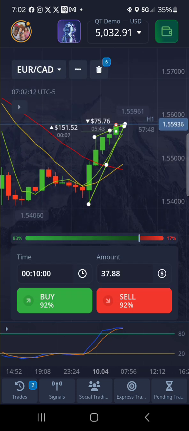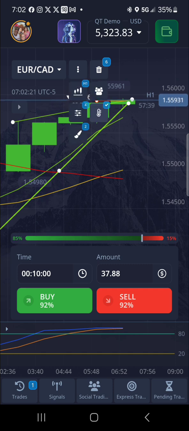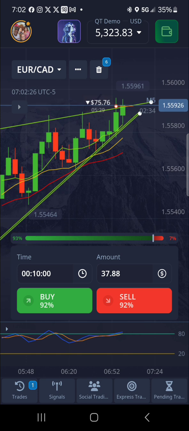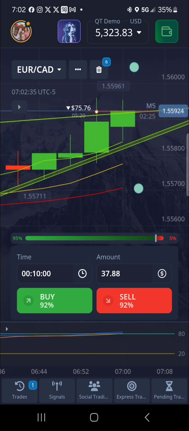All right, we have 8 seconds left, and we are winning that one. It looks like it. So we won that one. Let's go back to the 5-minute candle and see how this one's looking for us. Okay, so it's narrowing down. It's narrowing down. So we have 5 minutes left, and we'll see what happens.